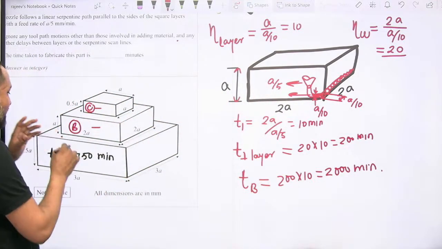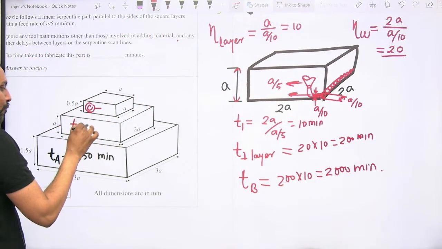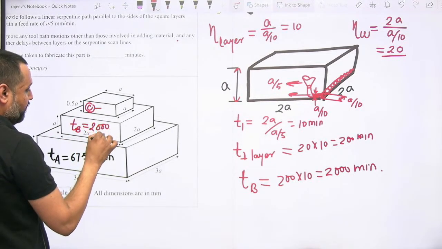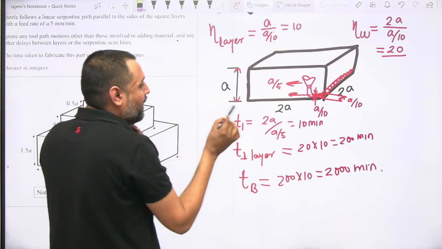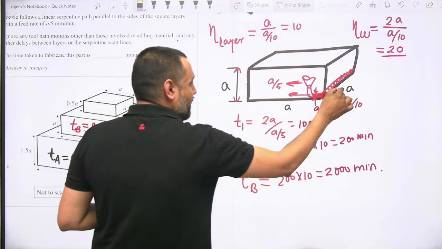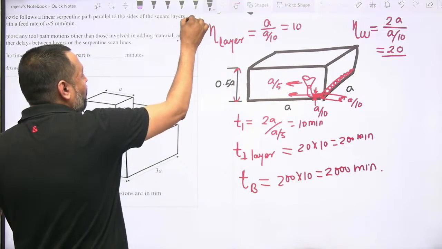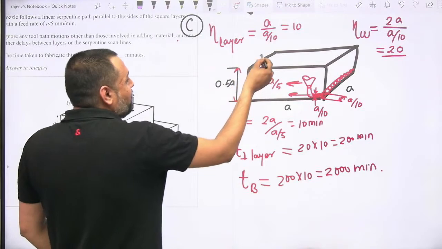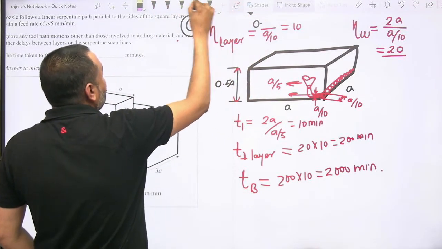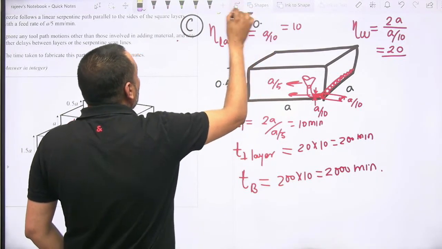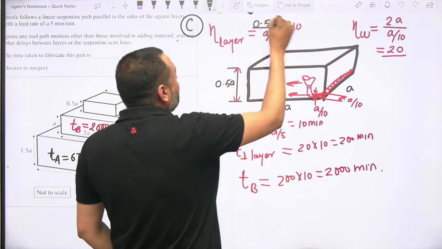And similarly, let us write here that TB is known, TB is equal to 2000 minutes. Similarly, if we go for block C, what is happening in block C? This dimension has just changed: here it is A, this is also A, and in place of this A it is 0.5A. Then if you calculate for block C now, what will be the number of layers to be deposited? In place of A, it is becoming 0.5A. That's the change there. So 0.5A divided by A by 10, that many layers for block C. So that is going to be equal to 5 layers.